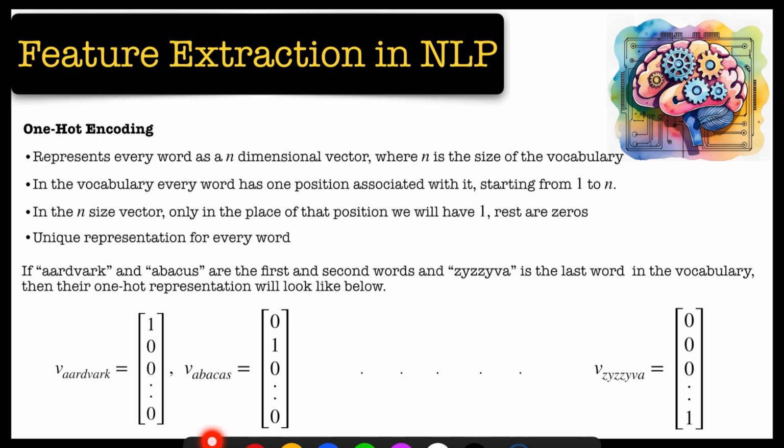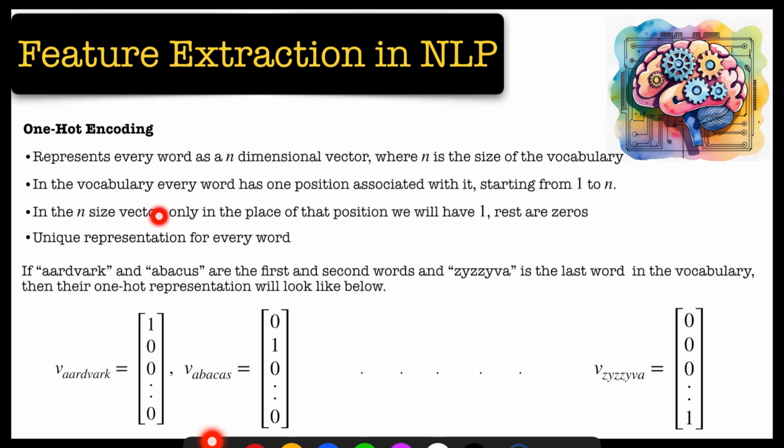So the first one is one-hot encoding. It represents every word as an n-dimensional vector. So it's basically for a word. How do we represent one word? N-dimensional vector means n is the size of the vocabulary. So in the vocabulary, every word has one position associated with it, starting from 1 to n, right?